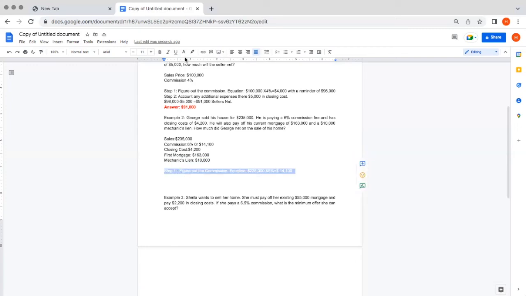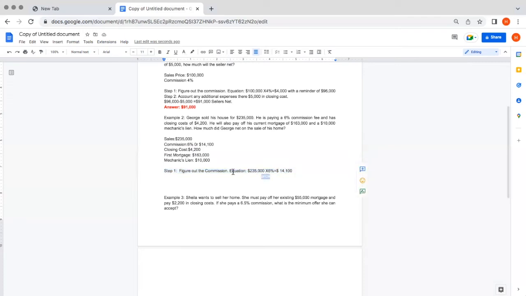The first step in this problem is to figure out the commission. We already know the commission is $14,100, but the equation is 235 times 6%. We already talked about how to treat this percent sign. It is either going to be 0.06 or 6% on your calculator. Type in 6, press percent in the calculator, and we'll figure it out. The answer to the 6% commission is $14,100.